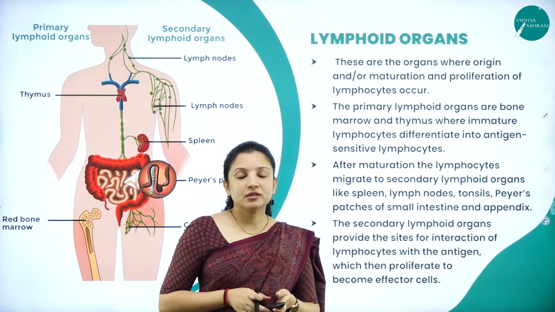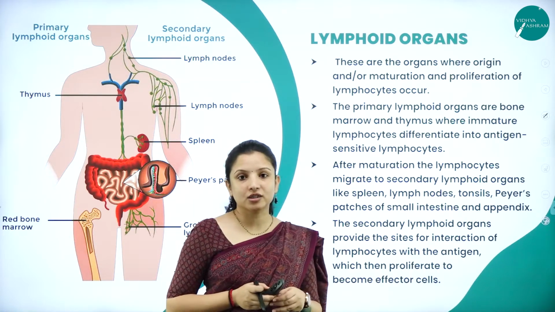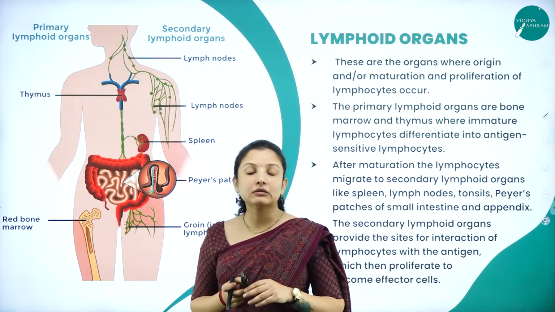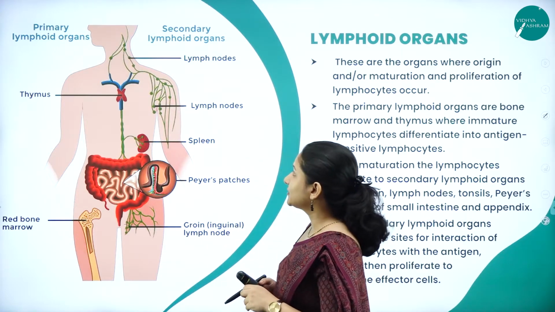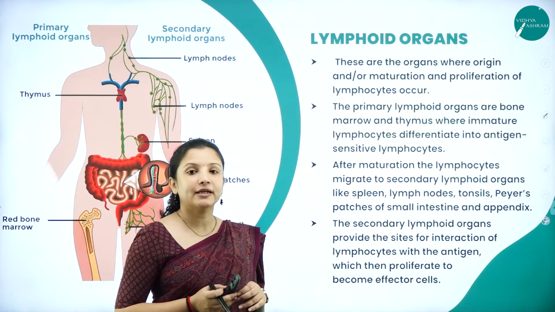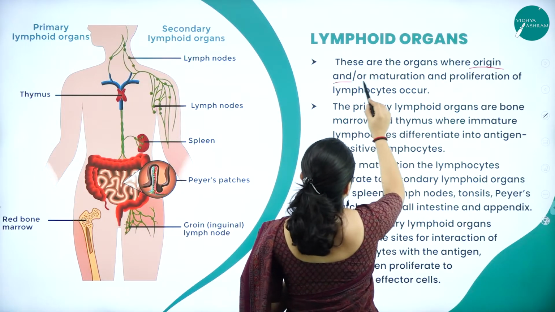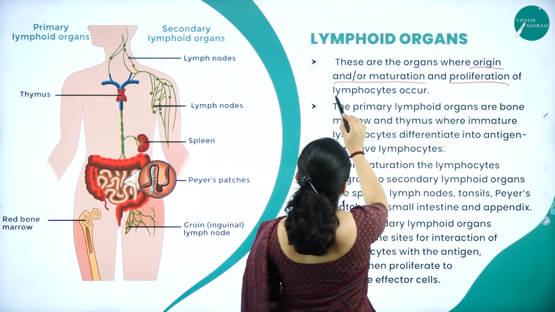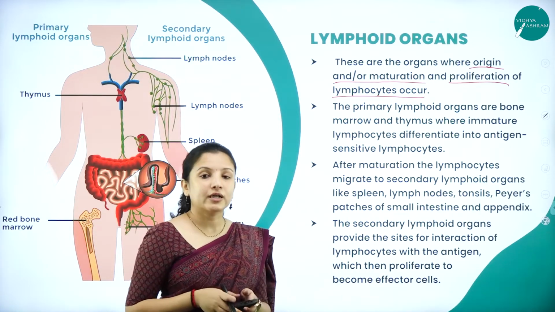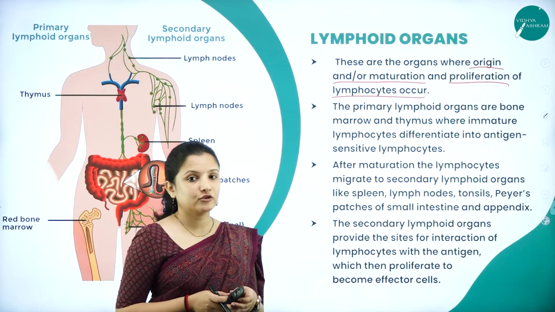So let's study the different parts of the immune system in the body. The first one is the lymphoid organs. Lymphoid organs are present throughout the body, and there are different types, such as the primary lymphoid organ and the secondary lymphoid organ. Let us study them. These are the organs where the origin, maturation and proliferation of lymphocytes occur. Proliferation means increasing in number. What are lymphocytes? Those are the cells which produce the immune response, right?